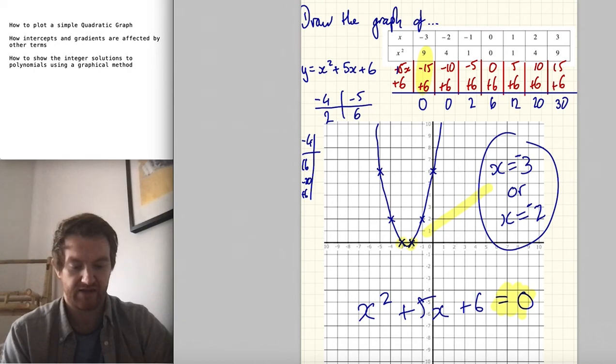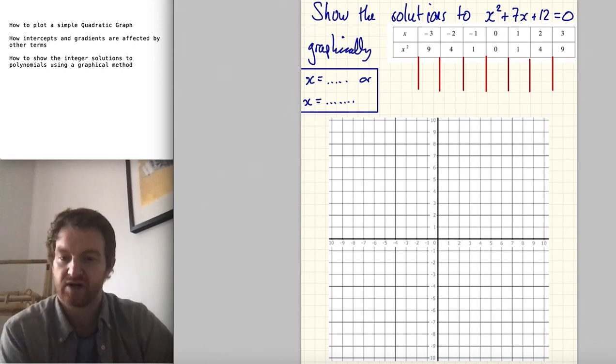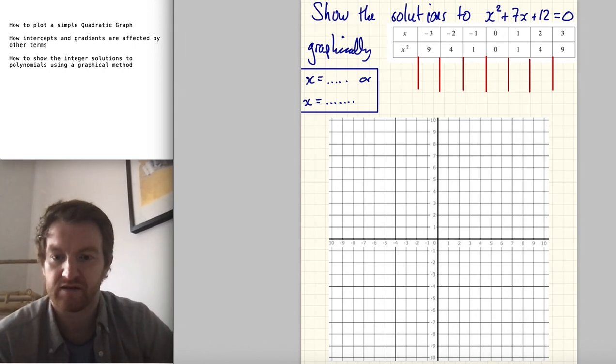And again, if we were to do another one, x squared plus 7x plus 12, we could fill in the same thing. And I'm going to let you try that one. I'll just pause for a second while you try and draw that graph. So pause the video, try the graph, see what you get.